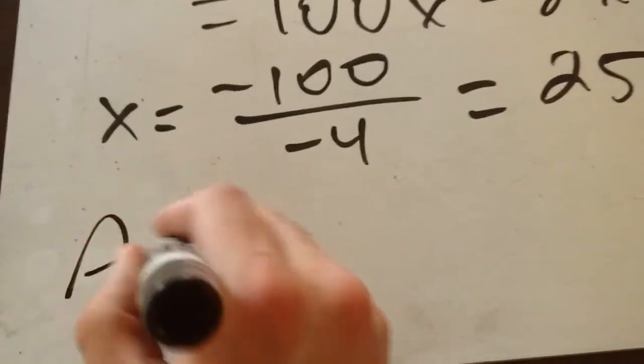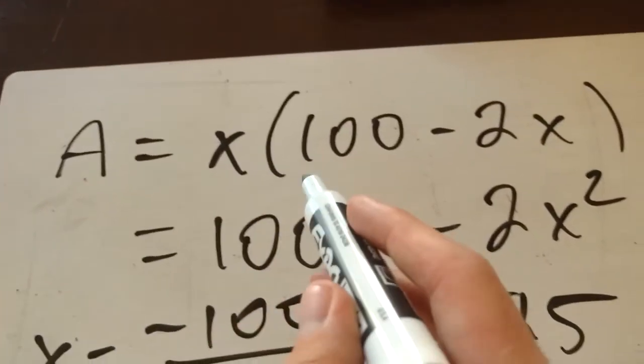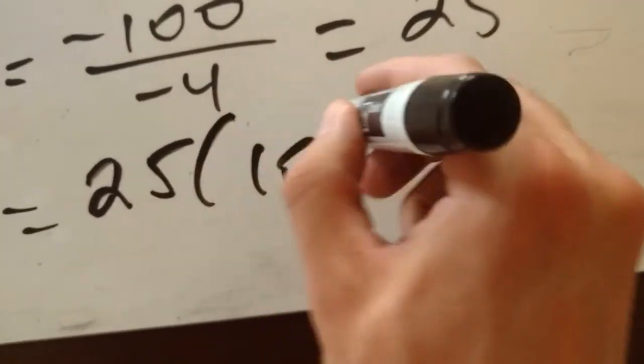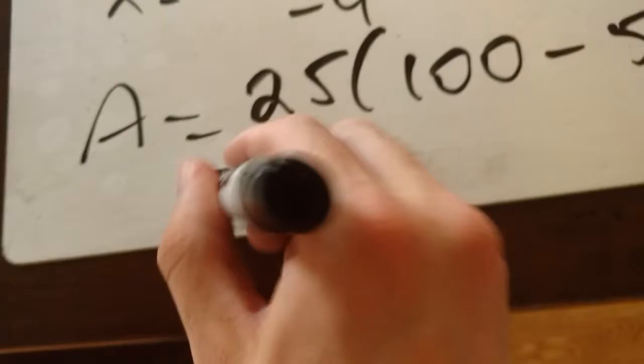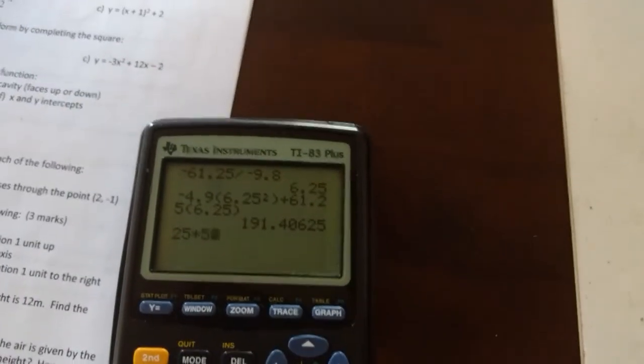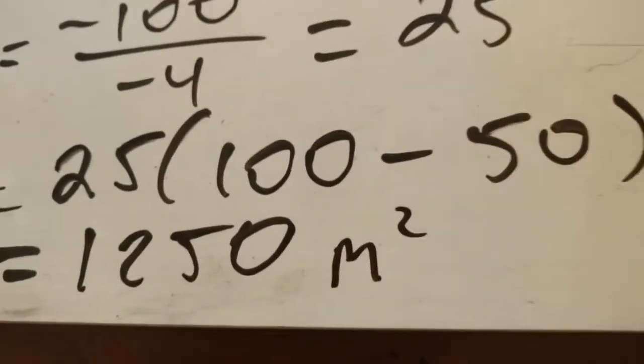So area is going to be x is 25, so we're going to go 25 times 100 minus 2 times 25. I'll just write that in as 50. So 25 times 100 minus 50, which is just going to be 50. Let's use a calculator just to be sure. 25 times 50 is going to give us 1,250. So the area of this, and it says it's in meters, so the area is going to be 1,250 square meters.